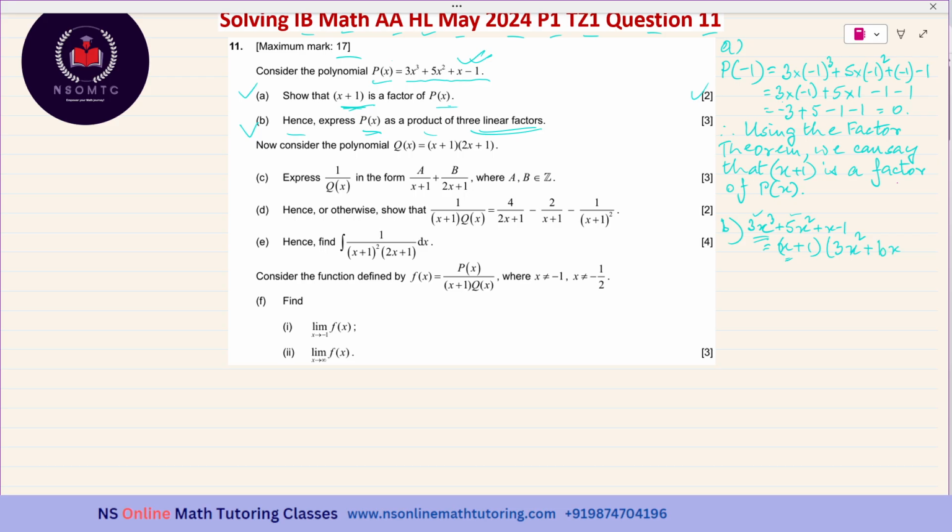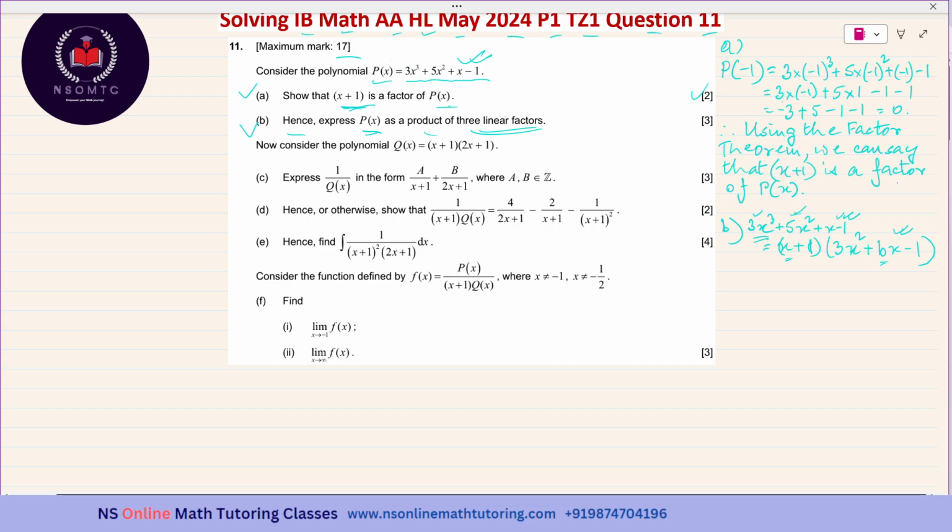So I am writing bx. And what about the constant term? I am seeing the constant term is negative 1. So this is the constant term from this factor, which when multiplied with this constant term should be giving the product as negative 1. So I can write this one as negative 1. Okay. So this is the quadratic factor and I have to get the value of b. And after I get the value of b, of course, I can factorize this quadratic expression and I can get 3 linear factors. Okay. So how can we get the value of b?